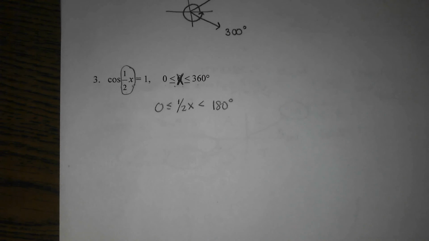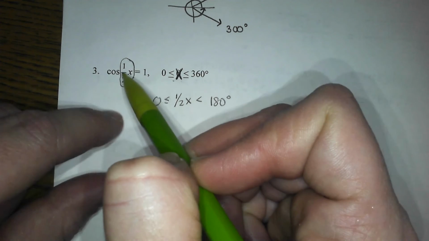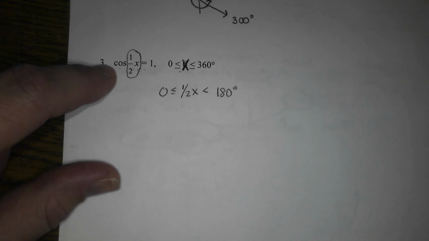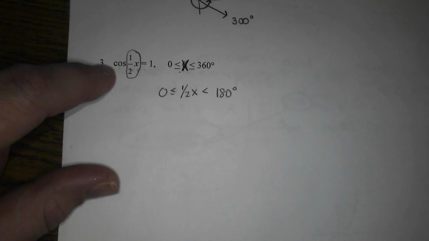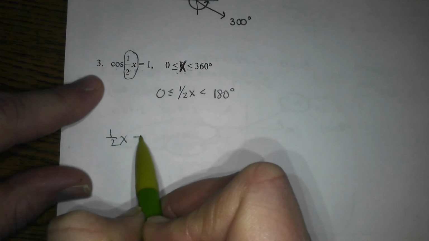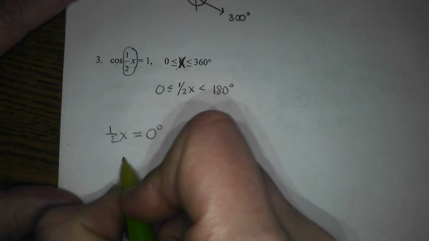Okay, so essentially, as far as the solving part, this is much easier than the rest. We don't really have to do anything. But we're not figuring out what x might equal. We're finding out what half of x could equal, because the cosine of what equals 1? Look at your red chart. What degree is it when the cosine equals 1? 0 degrees, right? So this half of x could equal 0 degrees. Because we're going to solve for x now. We're just going to divide both sides by a half and get x equals 0 still.